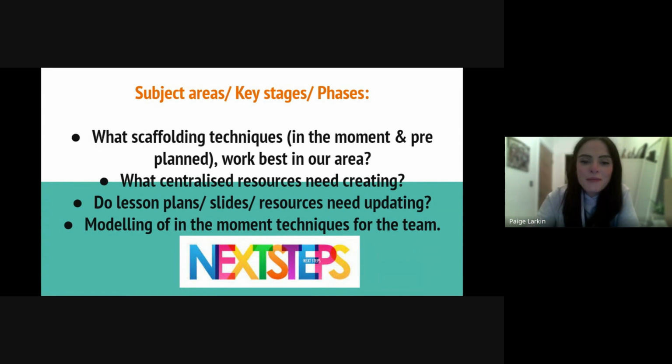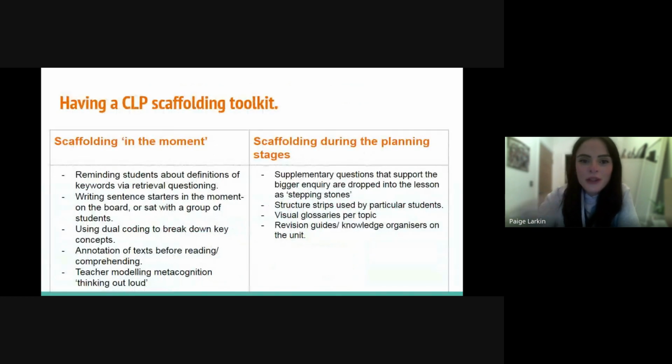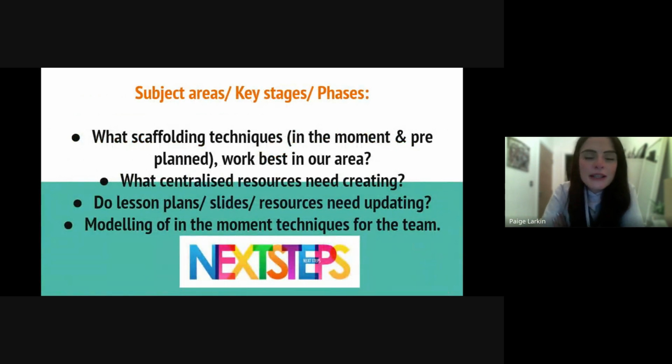So just to recap where we've got up to: going through scaffolding in the moment and then scaffolding during those planning stages. Thank you so much to your facilitator for bringing all of your thoughts together at this stage. Now it's about wrapping this up and thinking about how we can put these into a CLP scaffolding toolkit. So what I'd like people to do now is look at the list or table that your facilitators have just gathered together for you with all the different ideas from your school.